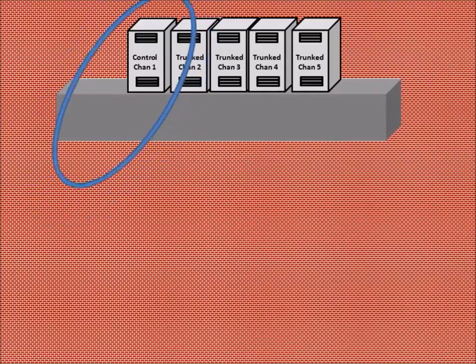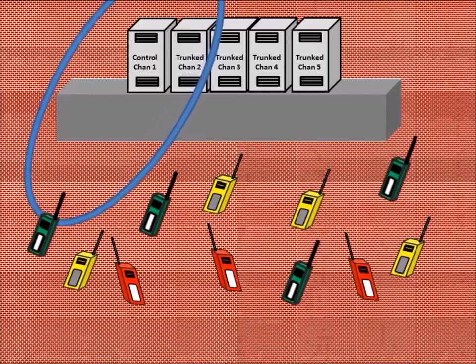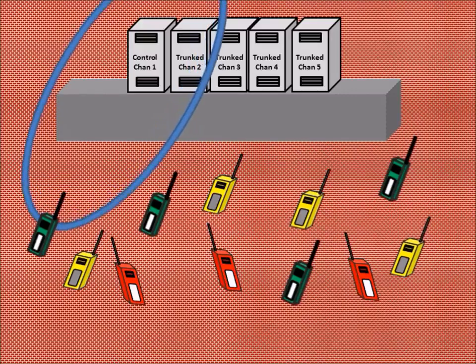As the control channel is important to the entire operation, systems are designed to have other channels operate as backups. If the first control channel fails, the system should automatically fail over to the second channel.